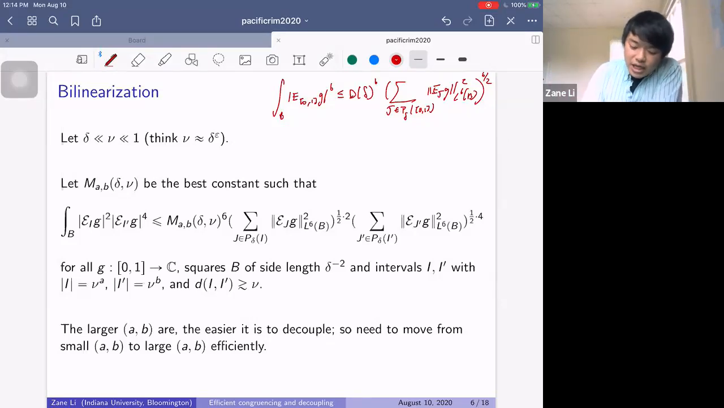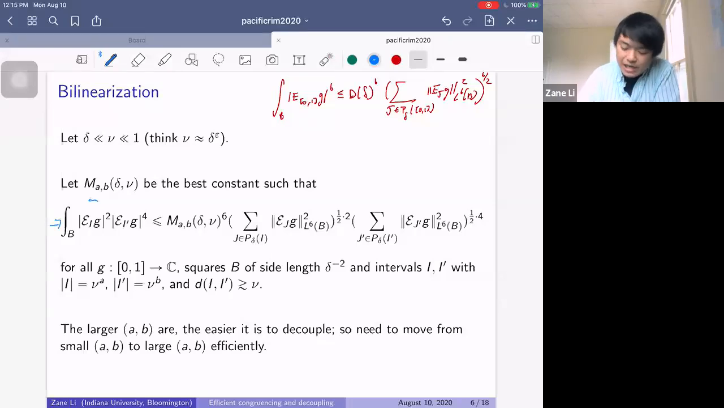Right here I wrote down the definition of D of delta just to remind you, because I'm about to define a bilinear decoupling constant. Remember, D of delta measures how much it costs to decouple [0,1] into intervals of size delta. And so we're going to bilinearize the problem as follows. Nu will be a parameter that's big compared to delta, but small compared to 1. You should think that nu is of size delta to the epsilon. M_AB will be the best constant such that the following estimate is true.